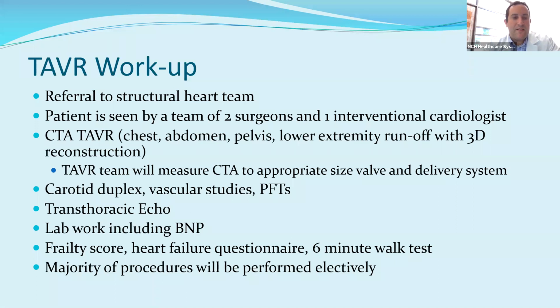We're going to get ultrasounds of the neck and of the veins. We're going to get echocardiograms. We're going to get blood work. We're going to do a 6-minute walk test, and we're going to do some questionnaires to determine exactly how frail the patient is and whether they're an appropriate candidate for this. And we're going to put all of that information together to determine whether the patient is a better candidate for a transcatheter valve or a surgical valve.